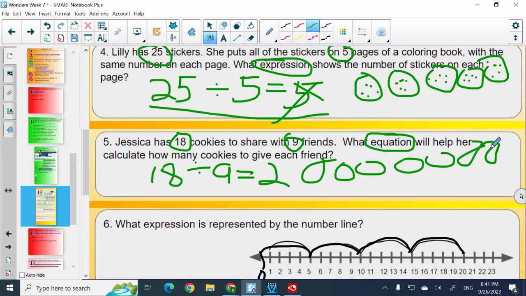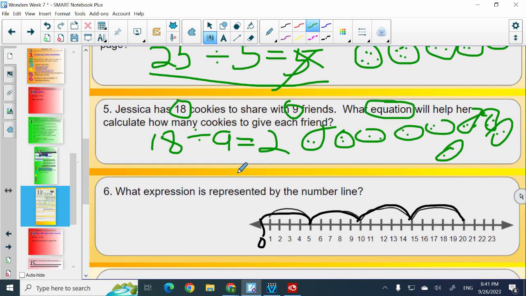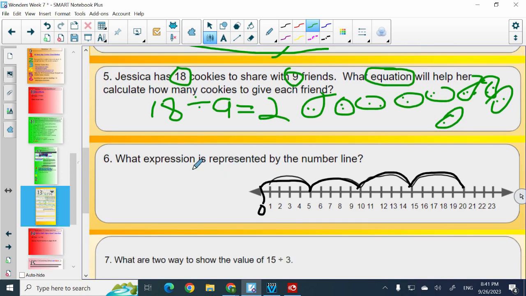But 9 circles. 1, 2, 3, 4, 5, 6, 7, 8, 9. And then you would put dots in here until you got to 18, which would be 2 dots in each of these. Okay? But you guys have been doing your 2's. You should know that 18 divided by 9 is 2. All right? This one. What expression is represented by this number line?